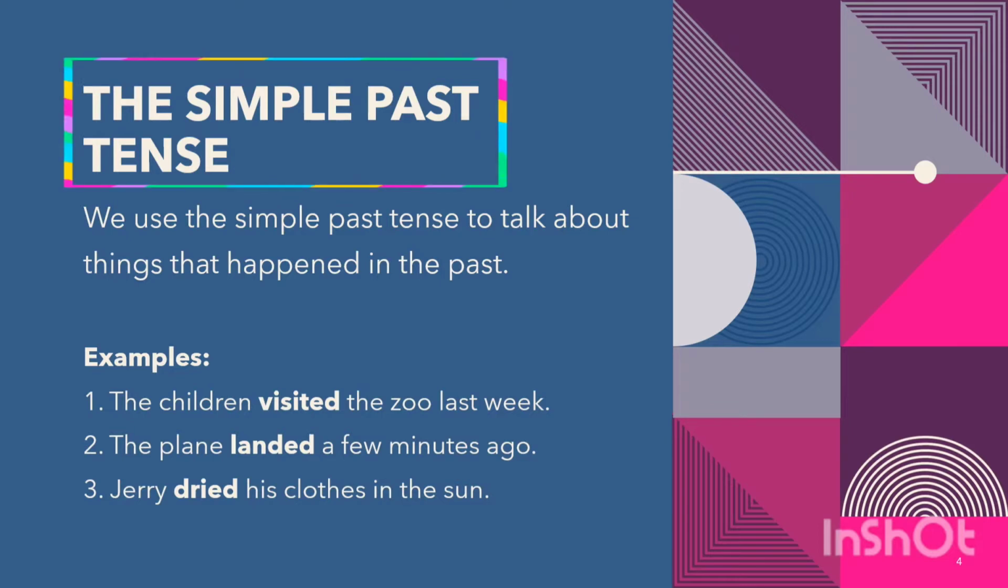Look at a few minutes ago. So this action is a completed action. So that's why we use the word landed. We change the word land to landed. And for sentence number 3, Jerry dried his clothes in the sun. So we know that Jerry has already finished his job. And this action is already completed. Okay, so let's go to the next part.